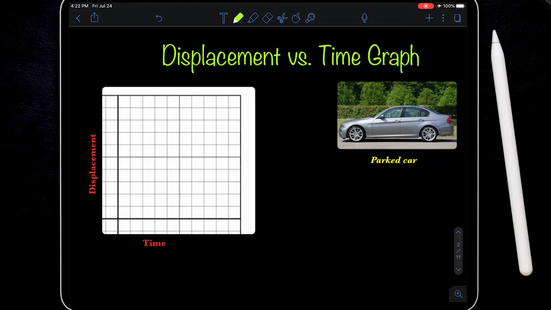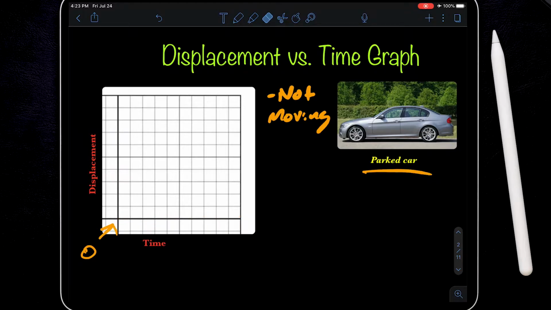So the first type of graph we're going to look at is a displacement versus time graph. And we want to do a displacement versus time graph of a parked car. We're going to see what that looks like. Well, before we start graphing this, what is a parked car doing? Well, it is not moving, right? There is no motion in a parked car. It just stays in one spot. So does its displacement ever change? Well, the answer is no. So your displacement would be really just a flat line. And if we said that it started at 0 displacement, well, it's going to end at 0 displacement, right?